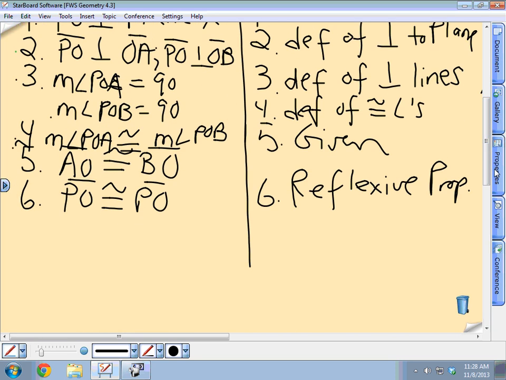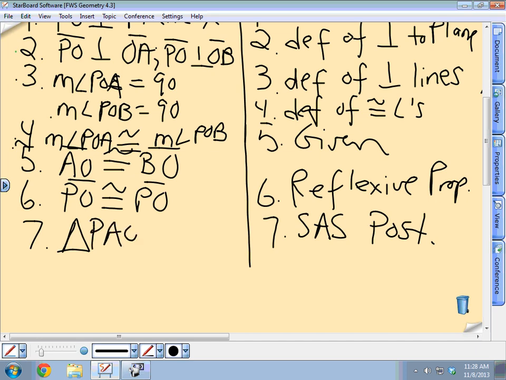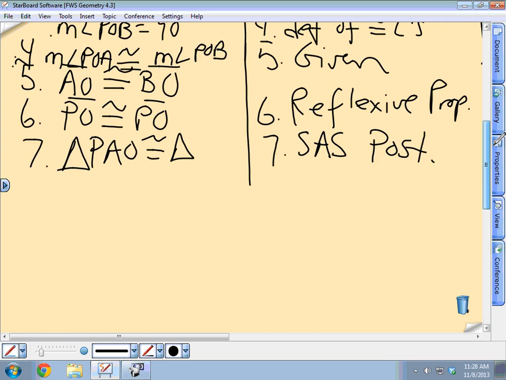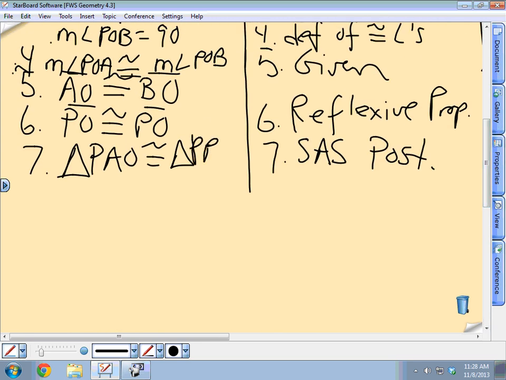All right. So through the SAS postulate, now be careful because we have to write our triangles correctly, right? And what triangles are congruent? PAO is congruent to PBO. PAO is congruent to what triangle? Triangle PBO. I have to make sure they line up, I just have to see the picture, because PAO, PBO. Okay, making sure we're all on the same page.